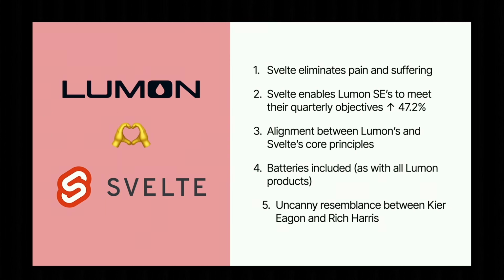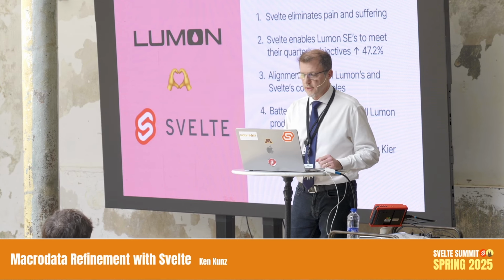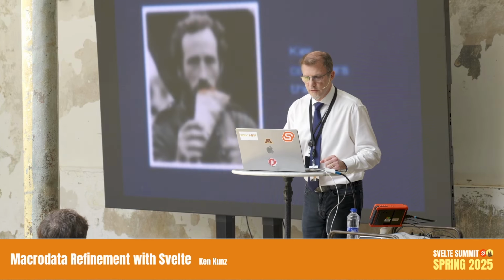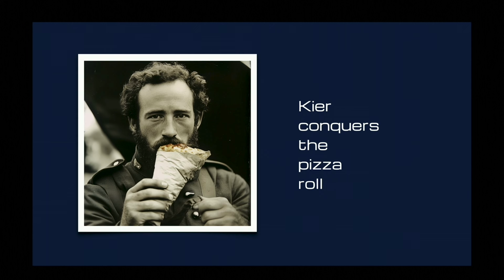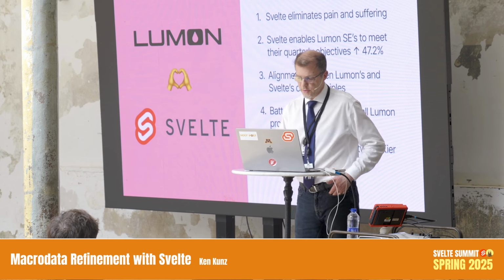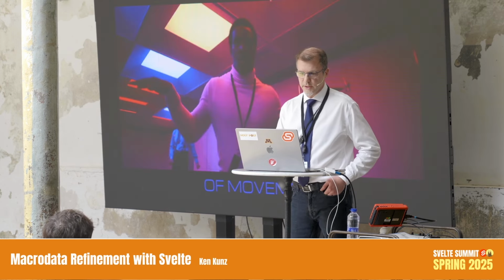And fifth, not least importantly, I don't know if anyone else has noticed the uncanny resemblance between Keir Egan and Rich Harris. It's difficult to explain. A recently rediscovered and refurbished photo of Keir Egan from his Civil War days. Keir conquers the pizza roll. It is truly uncanny. One is left wondering whether there isn't some ancestral provenance involved or if it's mere coincidence. So hopefully you get a sense of all of the ways in which Lumen found Svelte to be well aligned philosophically and in our principles, and why we've chosen Svelte for developing our Macrodata refinement interface.